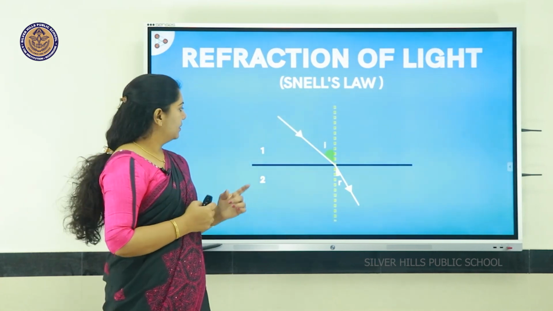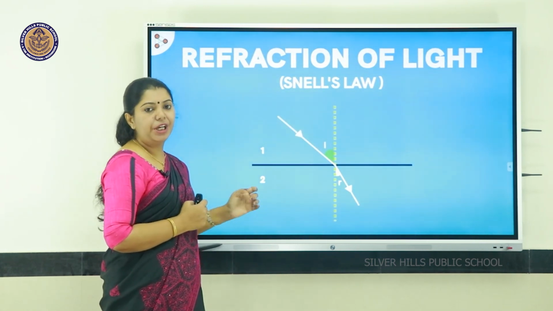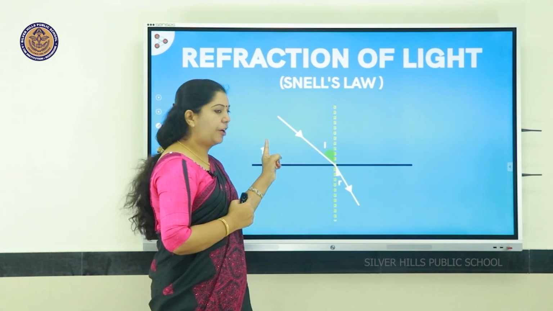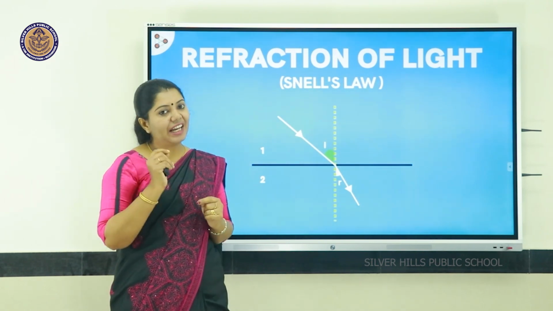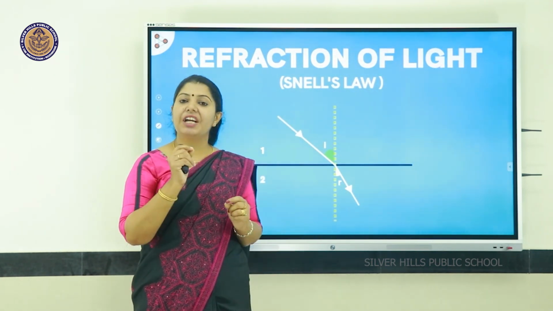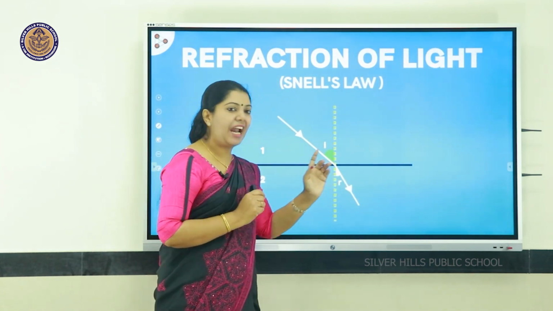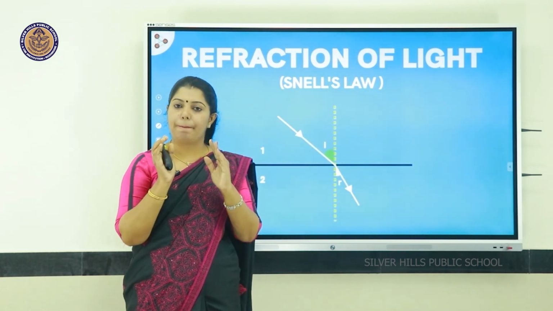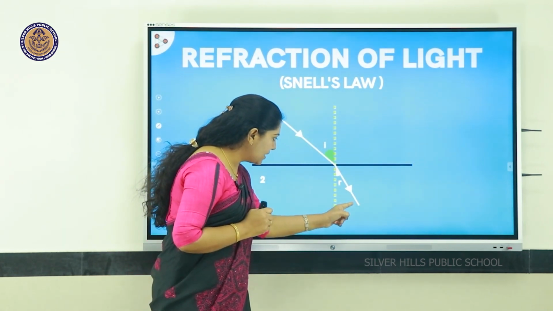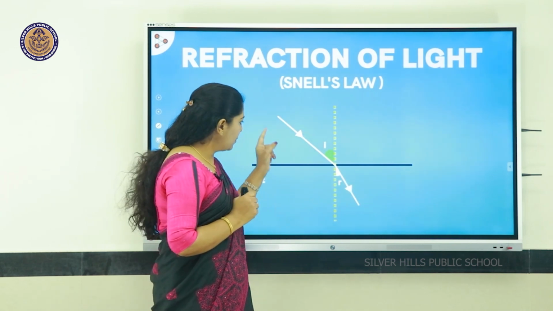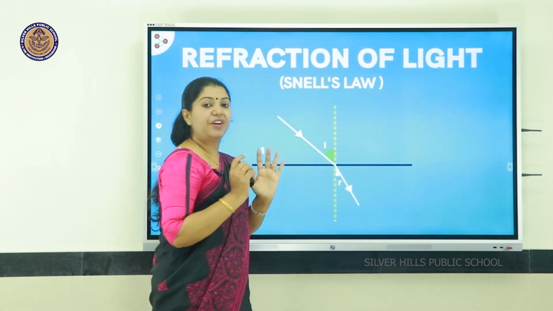Refraction of light. Consider there are two media, medium 1 and medium 2. Consider our first medium is air and second medium is water. So, you know that air is a rarer medium and water is a denser medium. A ray of light is incident. This black line represents the interface which separates medium 1 and medium 2. This light bends towards the normal. So, we can say that this ray is the incident ray and the second ray is the refracted ray.